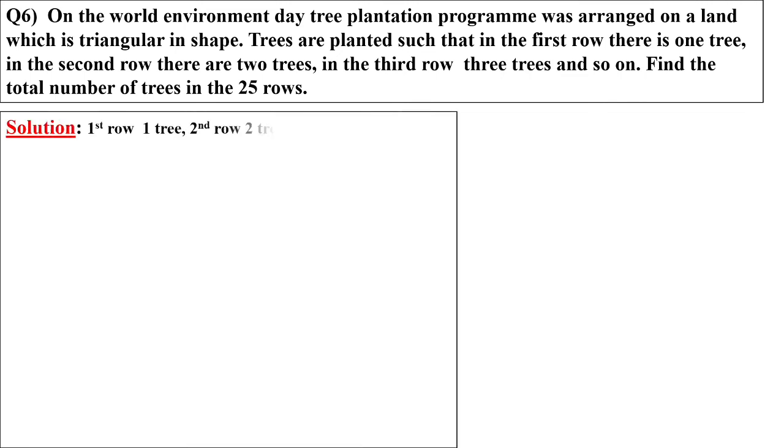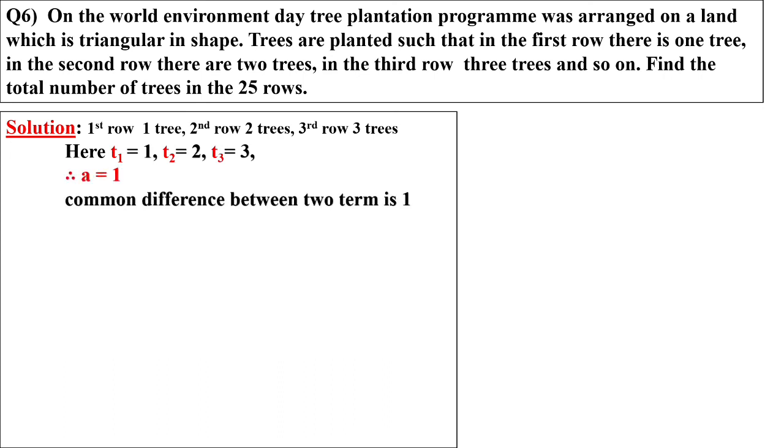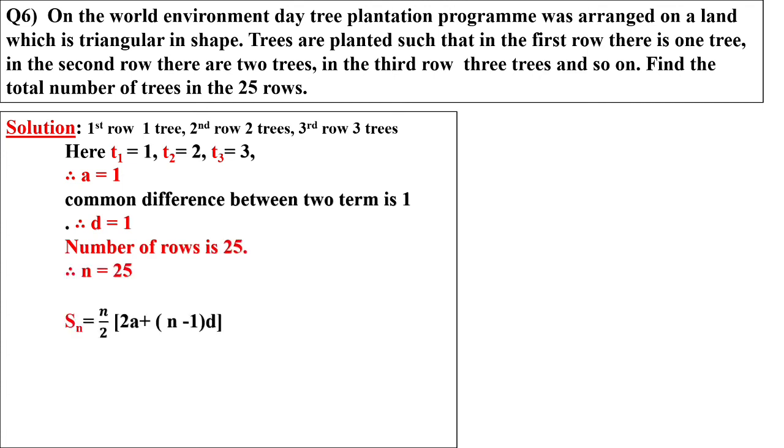So we'll write T1, T2 and T3. The common difference between the two terms is 1, so D is 1. We have to find the total number of trees, so we will use the sum formula, and the given value of N is 25. So what is the sum formula? N upon 2, into 2A plus N minus 1 times D.